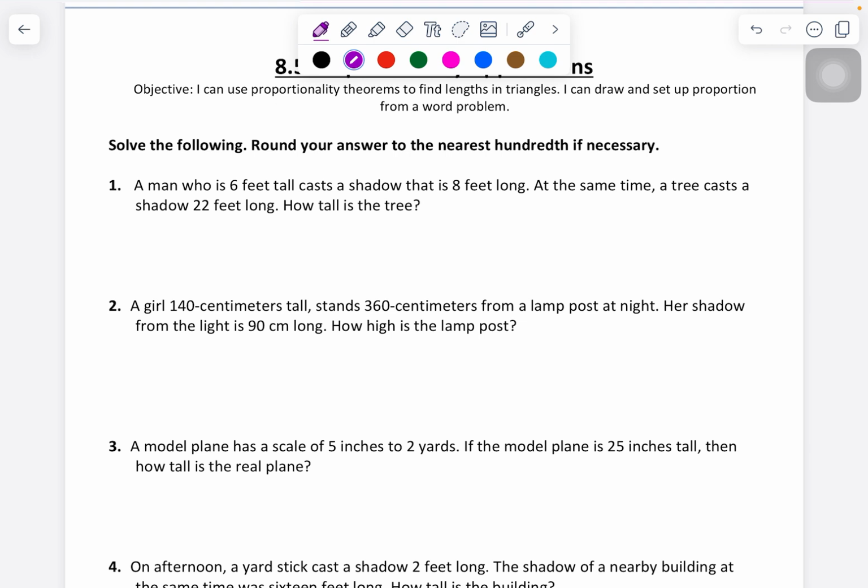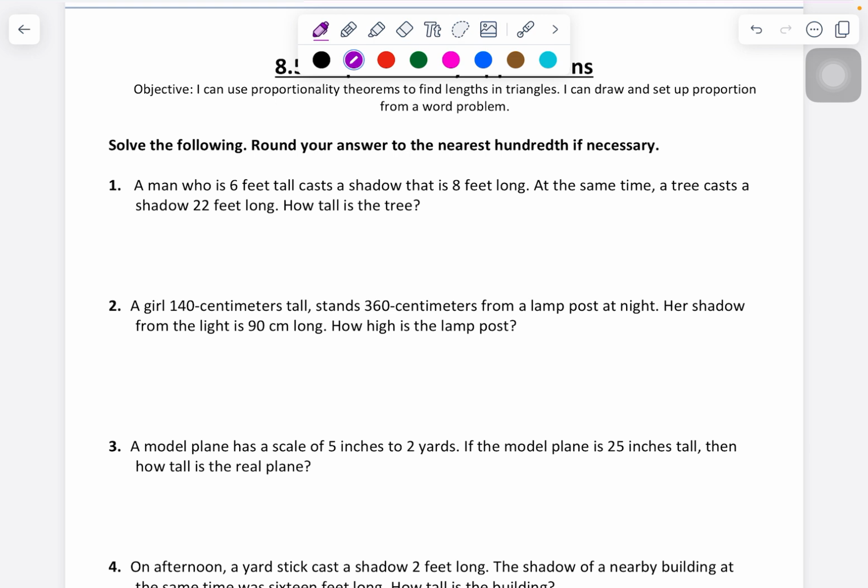So, we're going to solve the following. We are going to round to the nearest hundredth if necessary. First problem says a man who is 6 feet tall casts a shadow that is 8 feet long. At the same time, a tree casts a shadow 22 feet long. How tall is the tree?